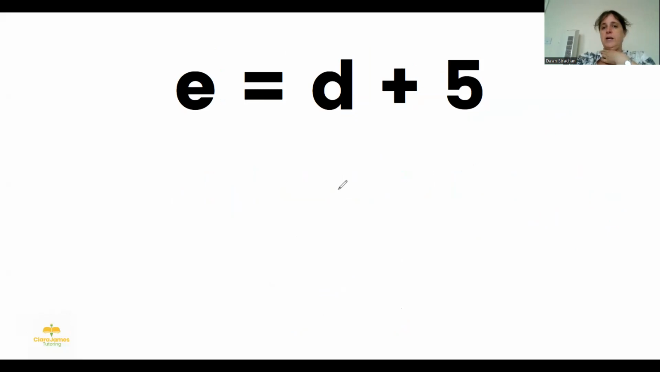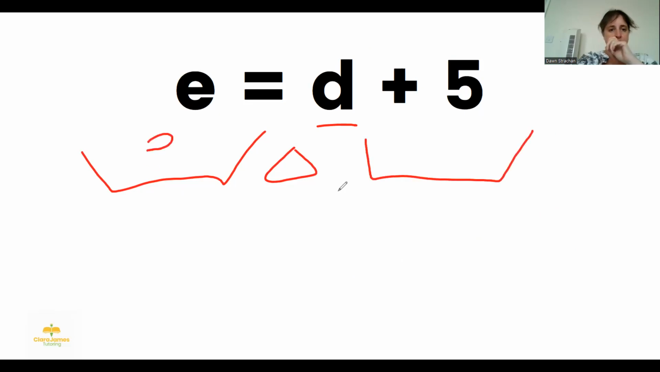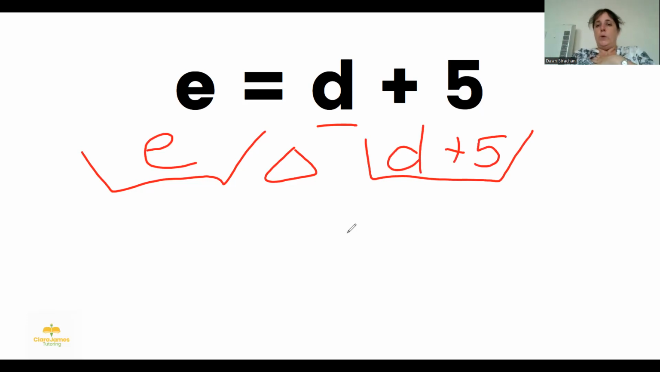Our goal is to make D the subject, which basically means we want D by itself. So if we imagine this is in a set of scales, we need to keep both sides balanced. At the moment, we've got E on this side and D plus 5 on this side. We need D by itself, but at the moment it's in those scales with a plus 5, so we need to take that 5 out.